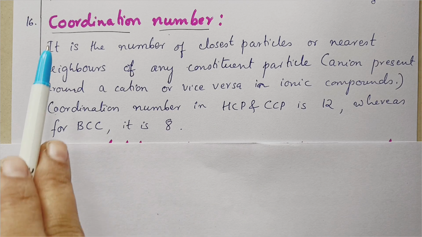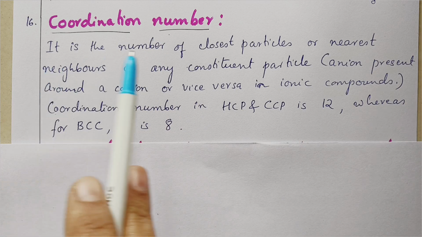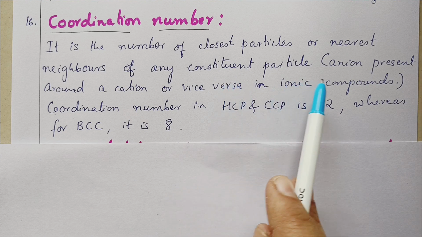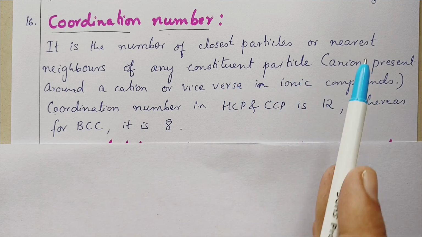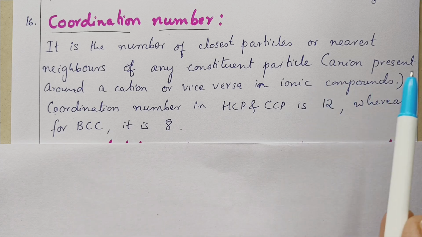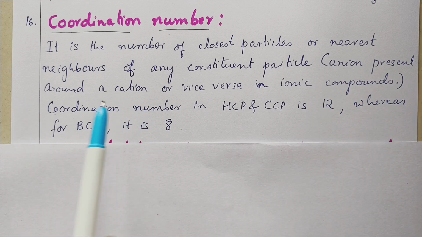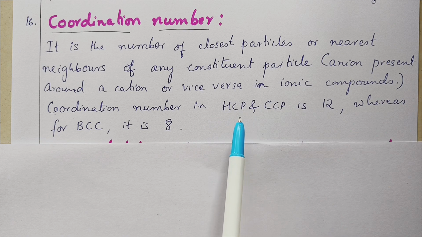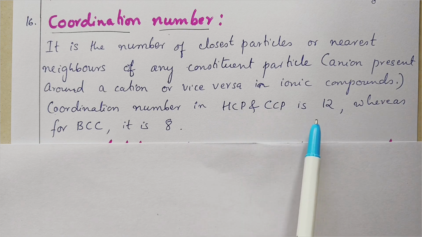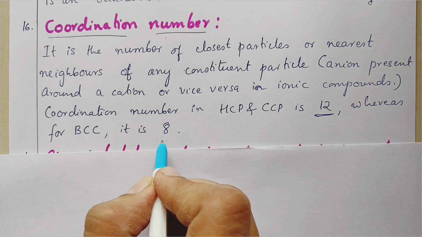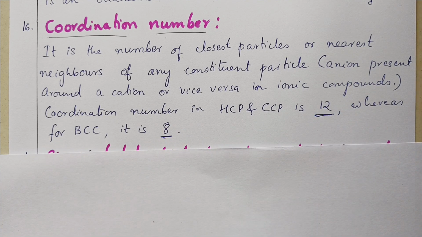Let's see what is meant by coordination number. It is the number of closest particles or nearest neighbors of any constituent particle. If you are considering an ionic compound, coordination number would be the number of anions present around a cation or number of cations present around an anion. So coordination number in case of HCP and CCP is found to be 12, whereas for BCC it is found to be 8. Remember these values.